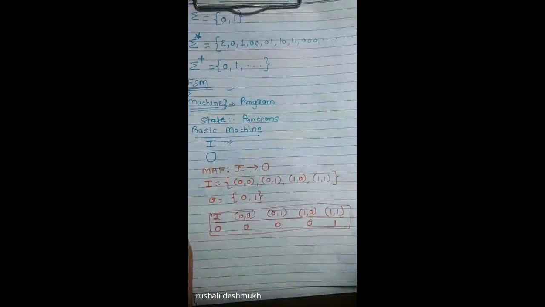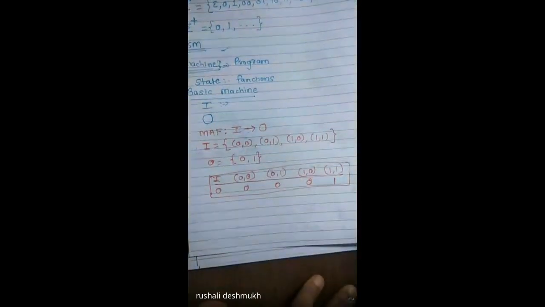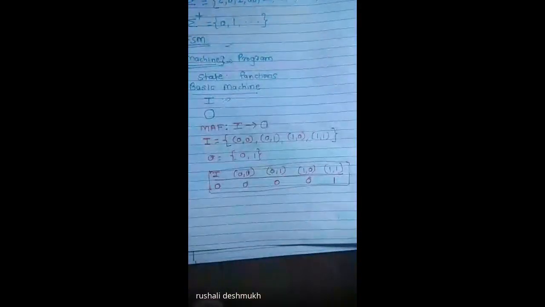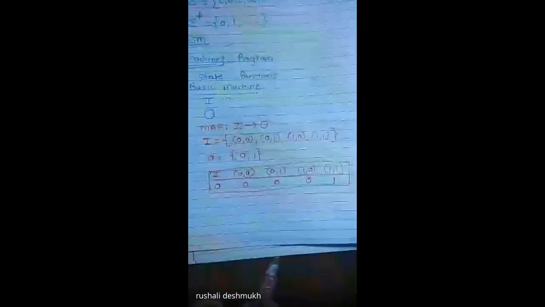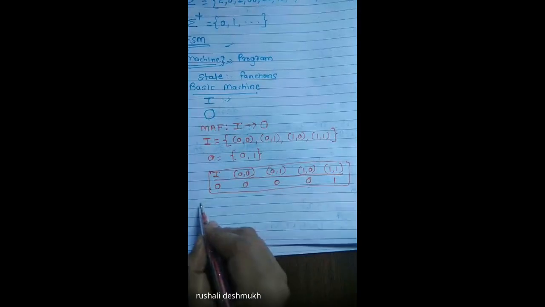Now you solve one thing. Write the machine function for the OR gate. Can you write the machine function for the OR gate? So you solve that problem. So this is one example.